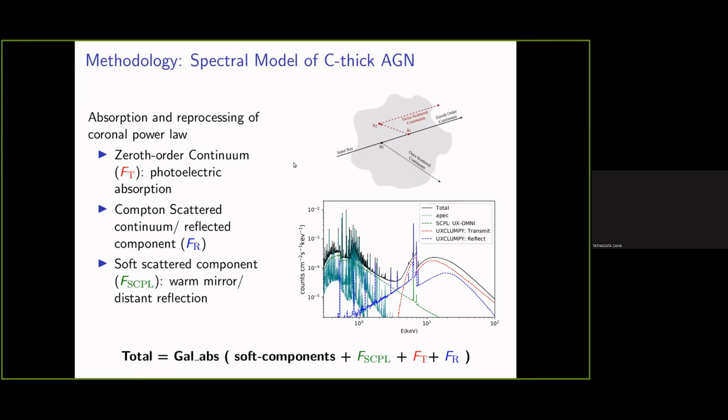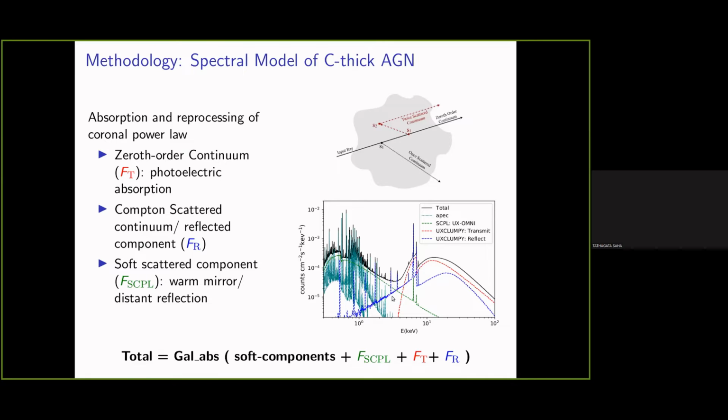So here are the various spectral components. You have the 0th order continuum, which is basically the photoelectric absorption, marked in red in this figure. So this red dashed curve is the photoelectric absorption. You have the Compton scattered or reflected component, which is marked here in blue, the blue dashed line. And you also have a soft scattered component or a warm mirror, which can occur due to the reflection from hot electrons, which is present distantly. So these two components originate from the torus material and all this totally generates a spectrum like this.